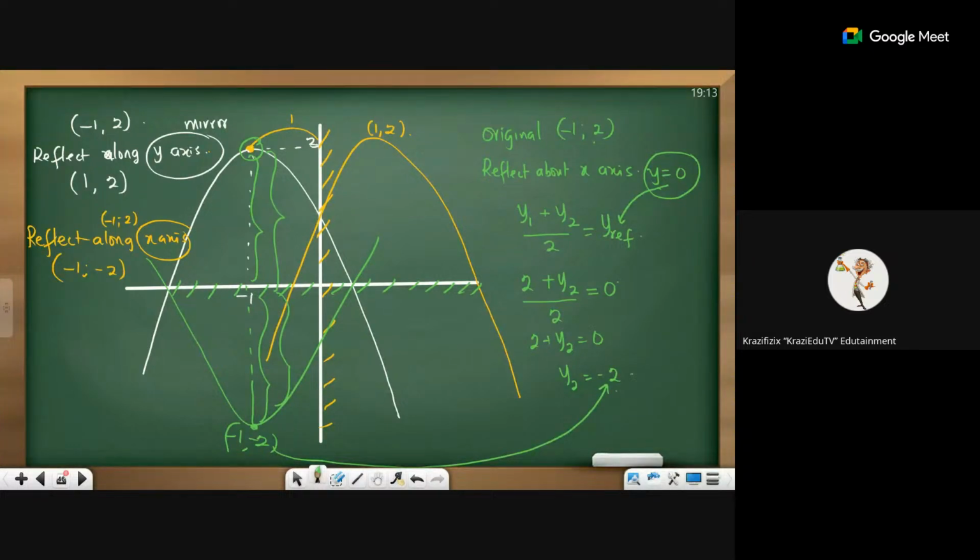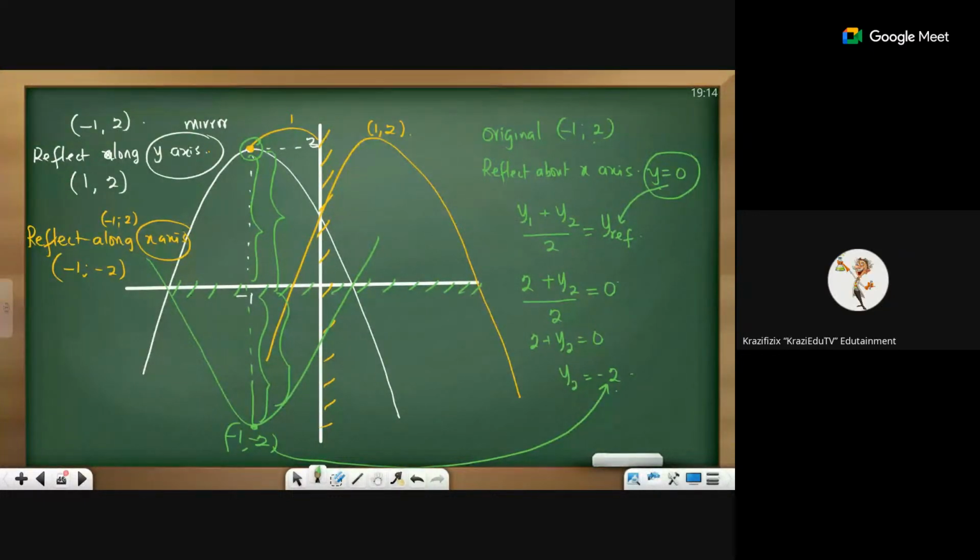So reflection is the midpoint. I don't know if it makes sense now. Lloyd, when I say reflection is the midpoint, I don't know if it makes sense. Yes, it does make sense. Oh, yeah, it does make sense.